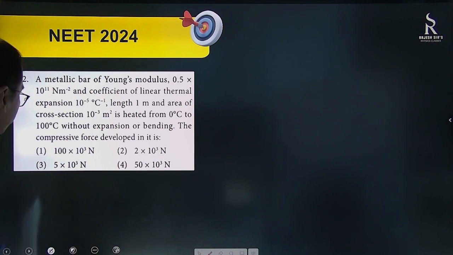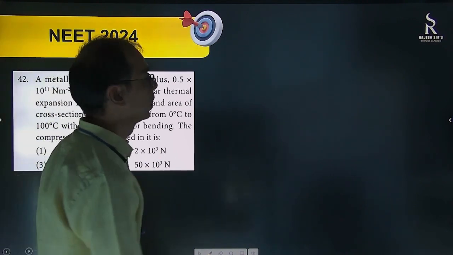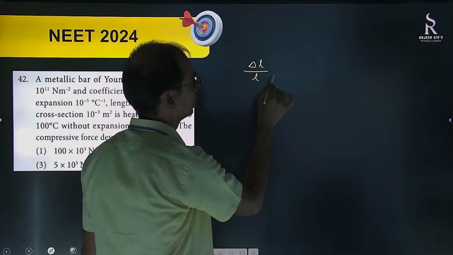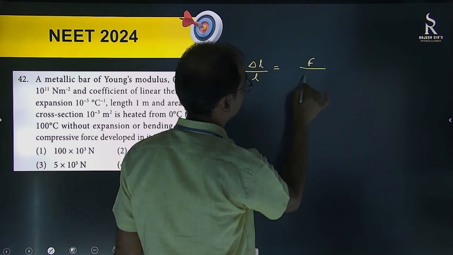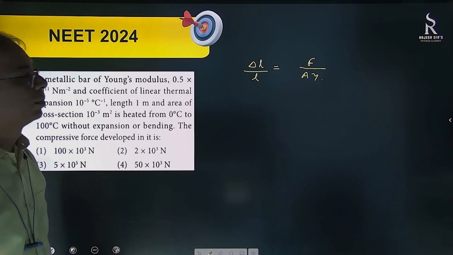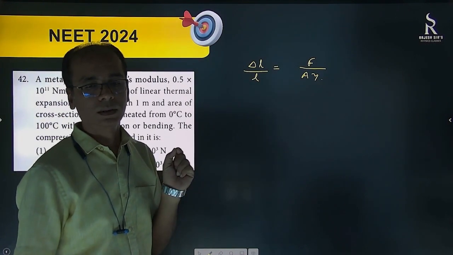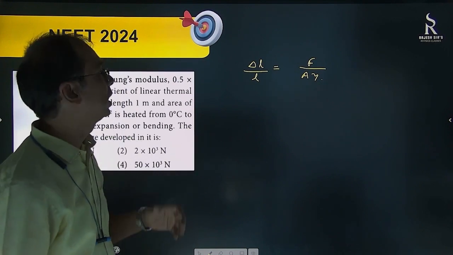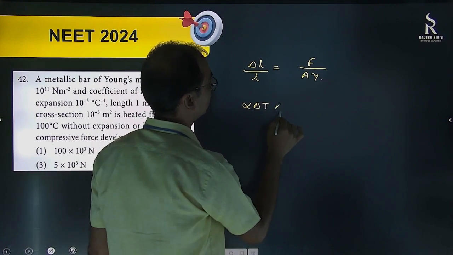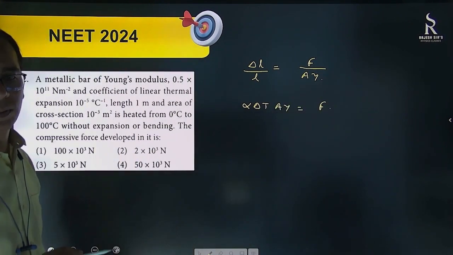Okay. So we all know that if we talk in terms of elasticity, delta L by L, that is strain, is equal to F by AY. Now here only F we are calculating. And is delta L by L coming? Yes, it's coming because of thermal heating. So delta L by L is what? Alpha delta T. So F is alpha delta T into A into Y. That is the force.